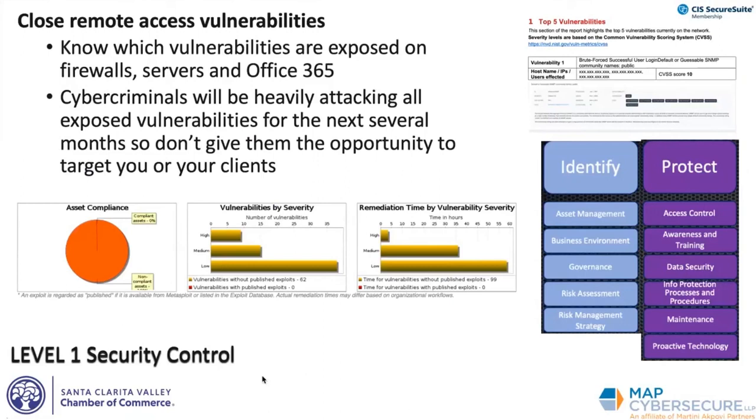Yeah, good example. Know what vulnerabilities are exposed on all of your firewalls, servers, and Office 365. There are easy ways to scan for this. Cyber criminals are heavily attacking every exposed vulnerability right now, and they're going to be doubling down and doing this for the next several months, so don't give them the opportunity to break into you or any of your clients' information that you might host.